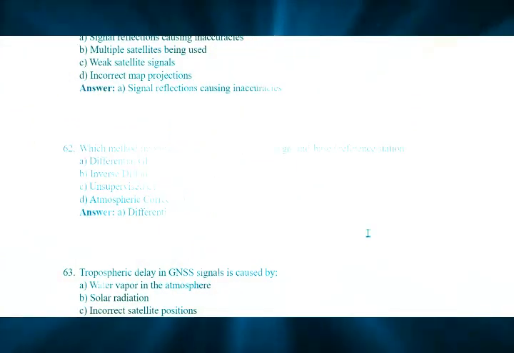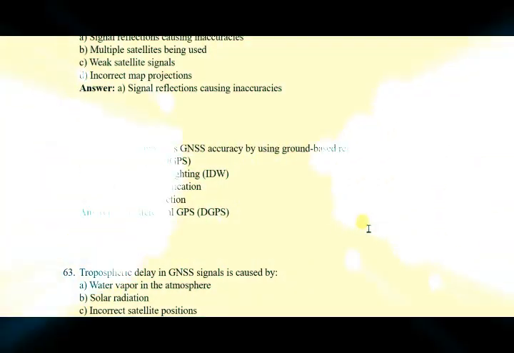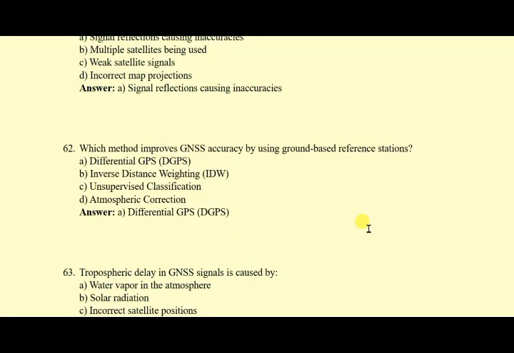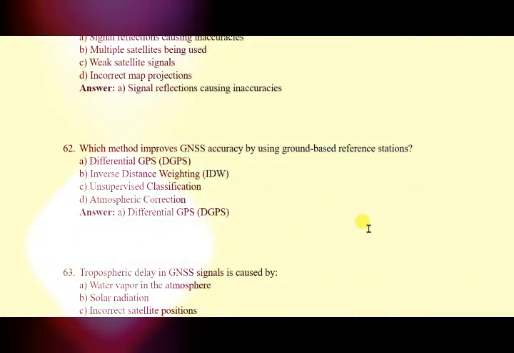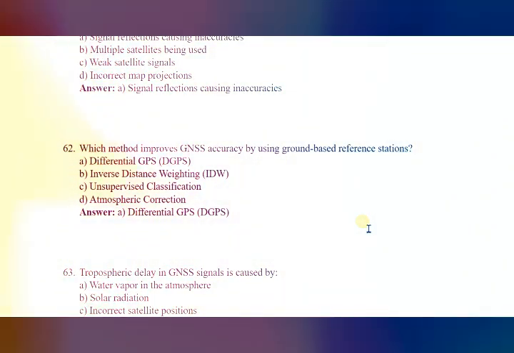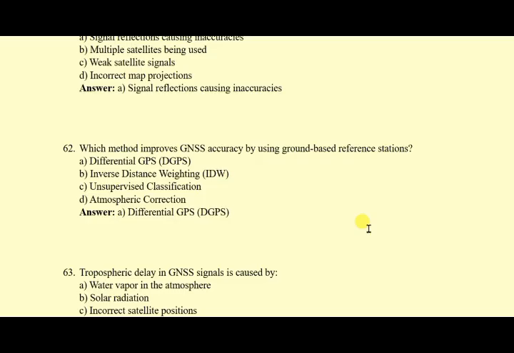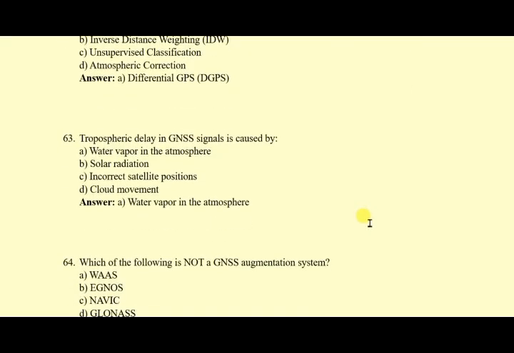62. Which method improves GNSS accuracy by using ground-based reference stations? The options are differential GPS or DGPS, inverse distance weighting, IDW, unsupervised classification, or atmospheric correction. The right answer will be differential GPS or DGPS.